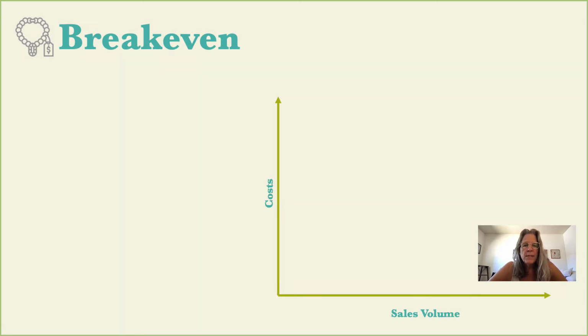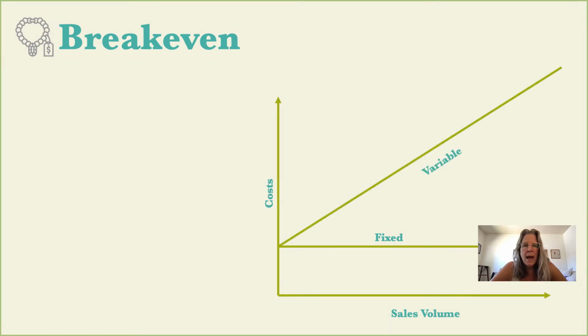The graph has costs on the y-axis and sales volume on the x-axis. If we think about costs, we know that in some situations there's a fixed cost that we've been talking about, and then we add to that a variable cost. When we look at both the fixed and the variable cost associated with a product, we get this idea of total costs.